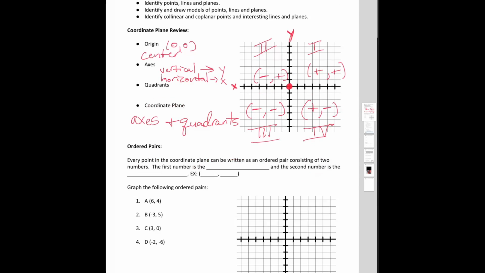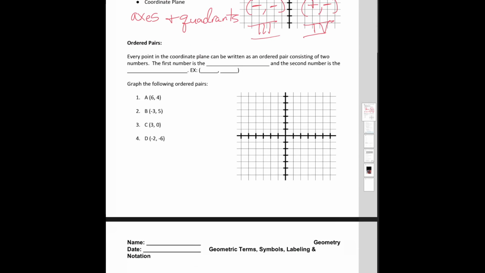Now, moving on. Now let's brush up on our coordinate pairs. Our coordinate pairs is basically what we do for every point that's in the coordinate plane, and it can be written as an ordered pair consisting of two numbers. The first number is always the x value, and the second number is always the y value. So that means our coordinate should be some (x, y).